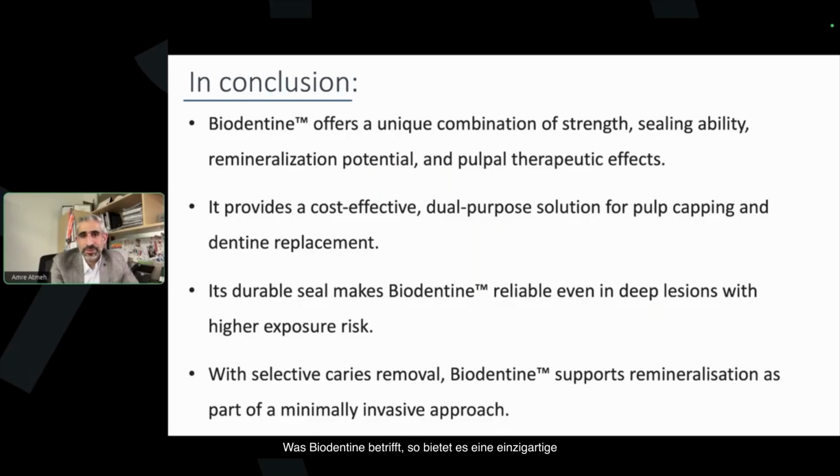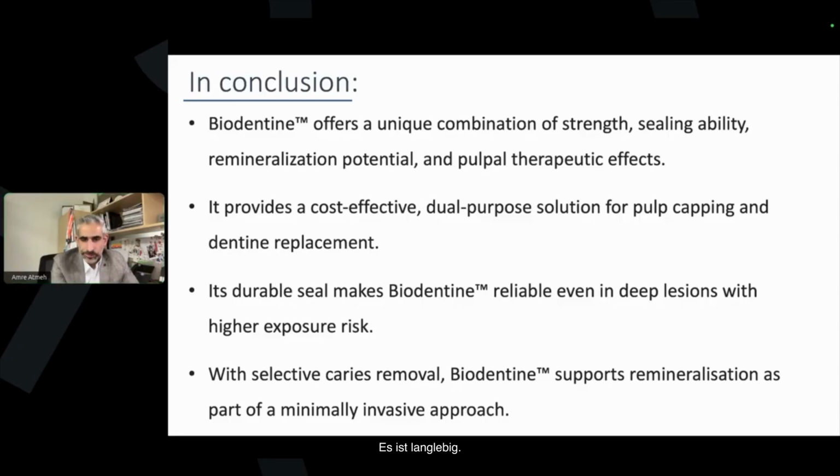When it comes to Biodentine, the unique thing about Biodentine is that it offers a combination of strength, sealing ability, remineralization potential, and pulp therapeutic effects. And those are the 4 properties that we want to have in any pulp capping material. It provides a cost-effective dual-purpose solution for pulp capping and dentine replacement. So unlike other pulp capping materials, it is a restorative material. So you can still place it without the necessity of placing an additional layer on top of it under composite.